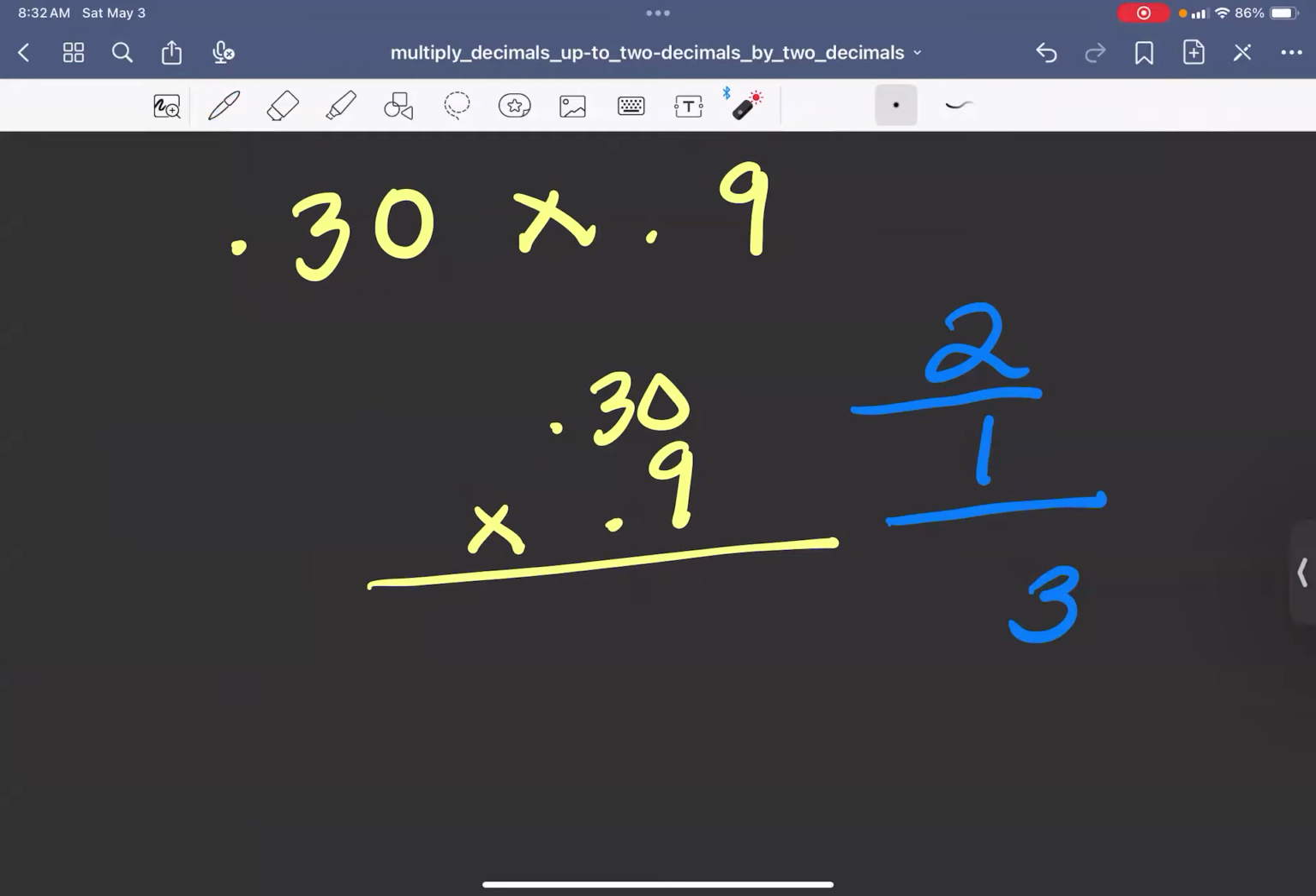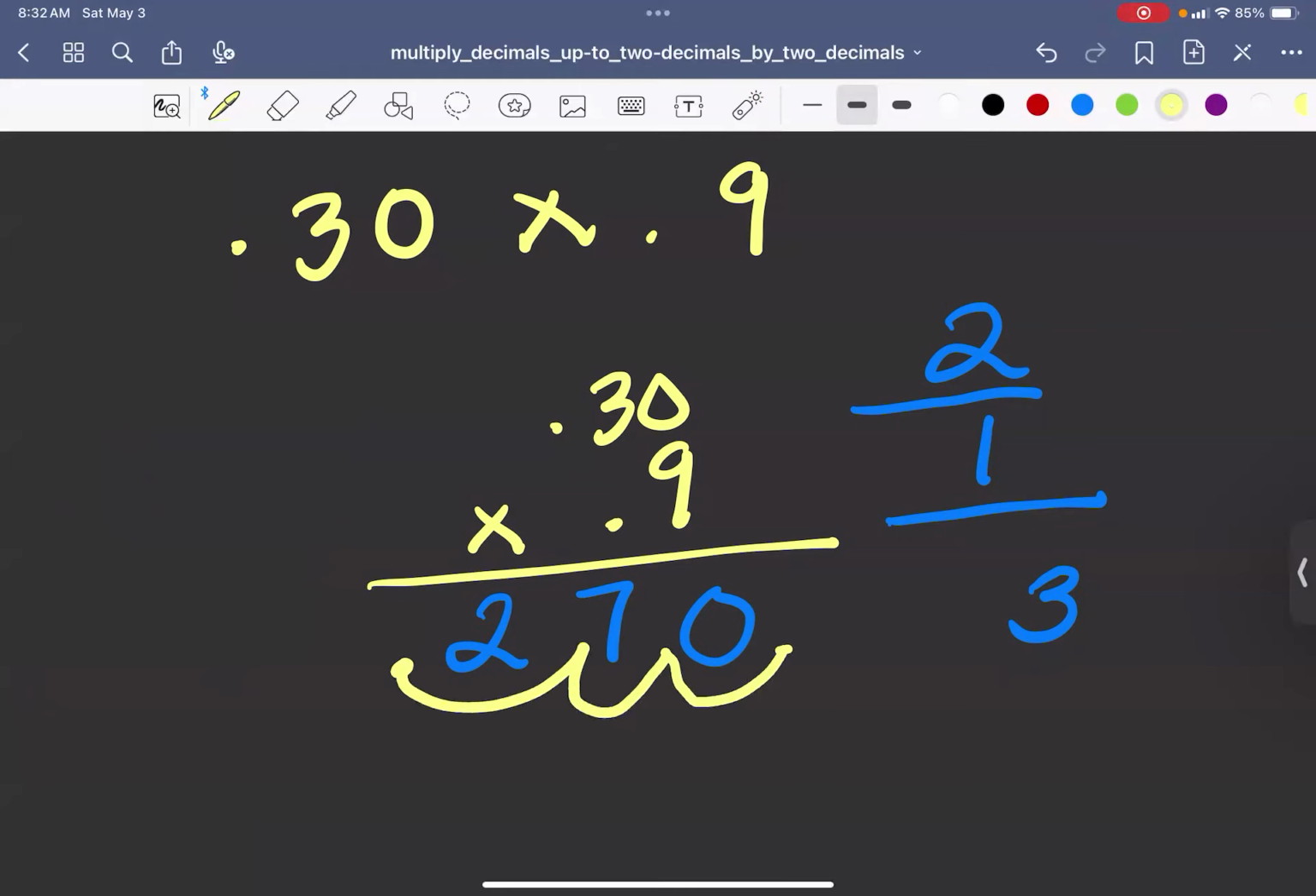Now I'm going to multiply. 9 times 0 is 0. 9 times 3 is 27. Now I need to move the decimal a total of 3 times. So we start here, 1, 2, 3. So the answer is 0.27. You don't have to put the 0 if you want to. You can put the 0 if you want, but it's not necessary.